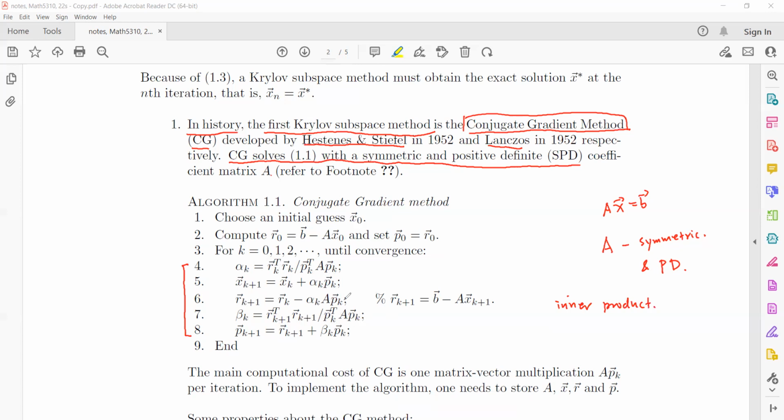The second main operation in CG is a matrix times a vector, a matrix-vector multiplication. Two main operations per iteration in CG. We need to perform a matrix times a vector, A times pk. Compute it, then keep the result for use here and also here. So we don't need to compute A times pk 3 times. Compute it, keep the result, then use it in both places. So per iteration, only one matrix-vector multiplication.